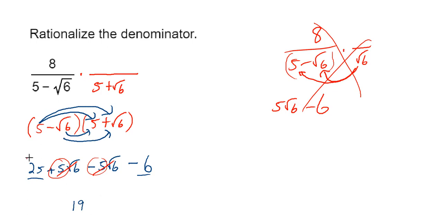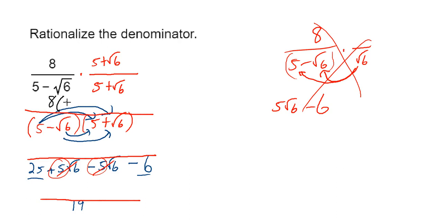All of this work I'm doing here is happening in the denominator. So I'm trying to draw that in. And so we end up with 19 in the denominator. Because that worked, I need to go back and multiply the same thing to the top. So we're going to multiply 5 plus square root of 6 to the top.